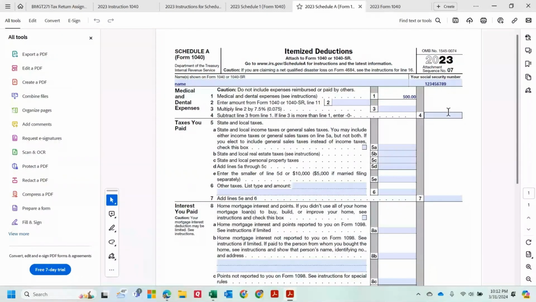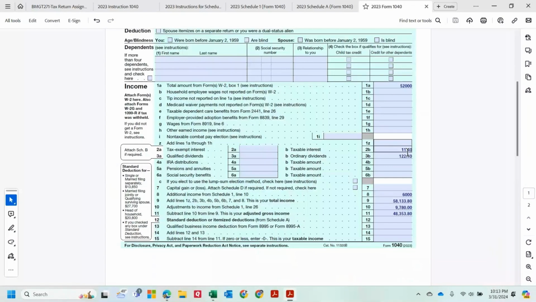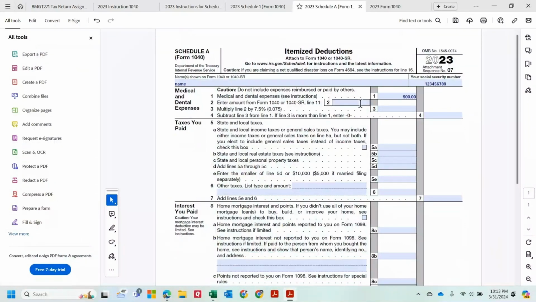Great. Can I deduct that? Not exactly. Only if it represents a significant part of my income. So this is what's called a needs test. I have to actually go through and it says enter the amount from Form 1040 line 11. That's why we did the line 11 on the 1040. So line 11, 48,353.80, and I'm going to put that into Schedule A. That was my adjusted gross income.